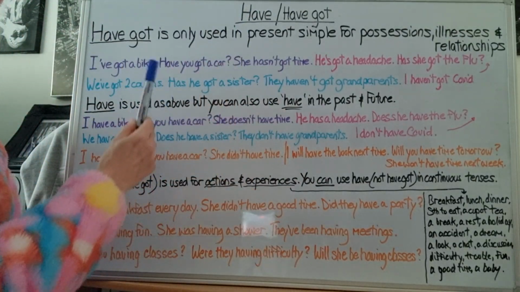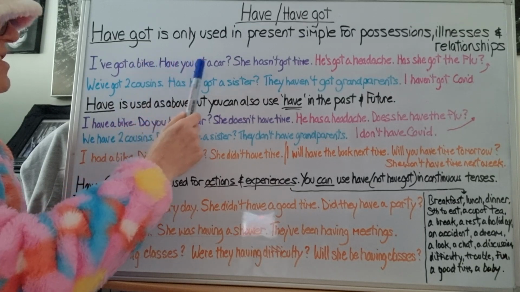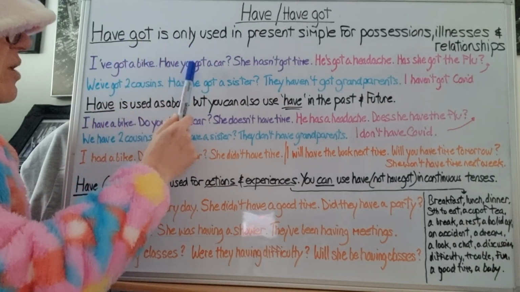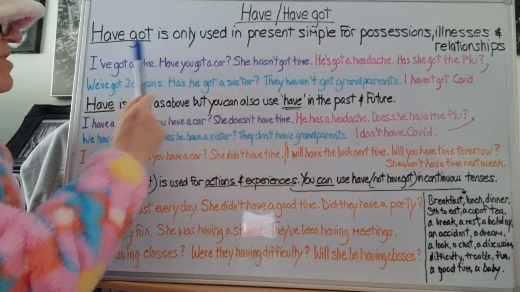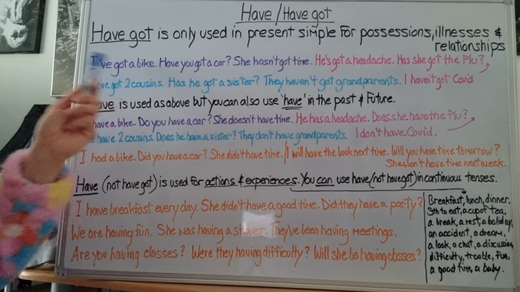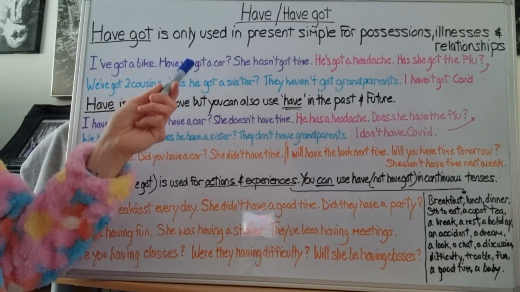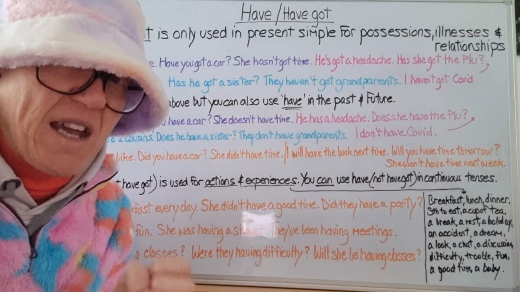Let's look at some examples for possessions. I've got a bike. Have you got a car? So positive, question, and she hasn't got time. There's a negative. So there's a positive, a question, and a negative, okay? I've got a bike. I have got a bike. Have you got a car? She hasn't got time.